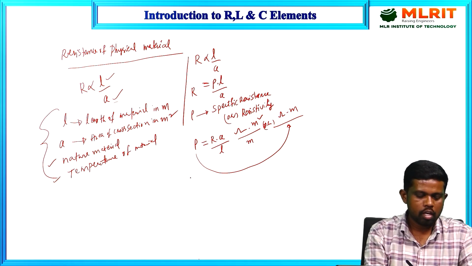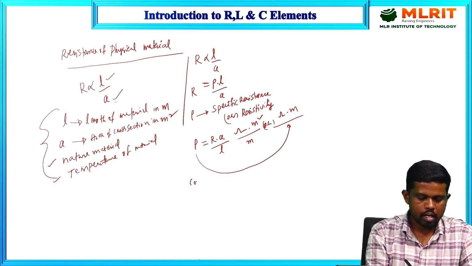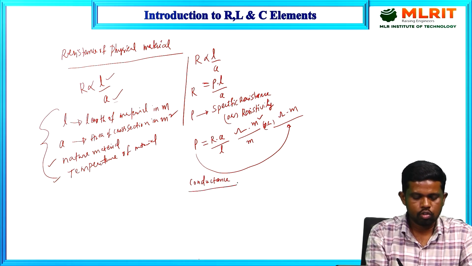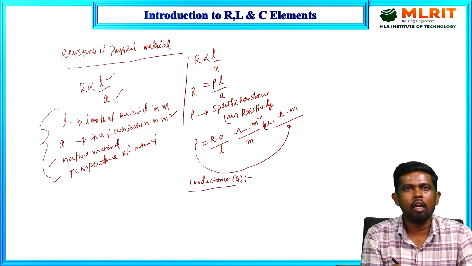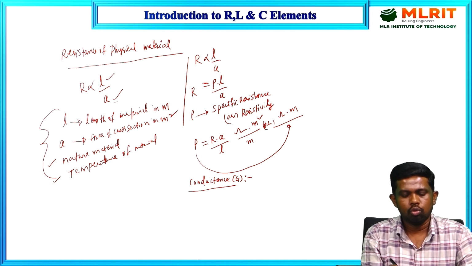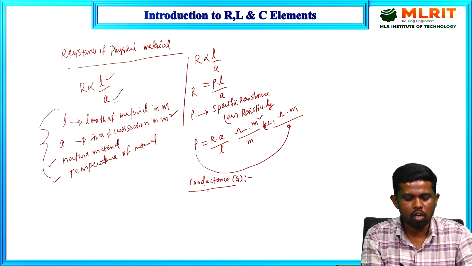Now coming to the next parameter, that is conductance. It is also part of resistance, that's why we need to discuss conductance. The conductance of the material is denoted by capital G. It conducts the electron flow, the charge flow in the material. It accepts or supports the electron flow of the material, that's simply called conductance.